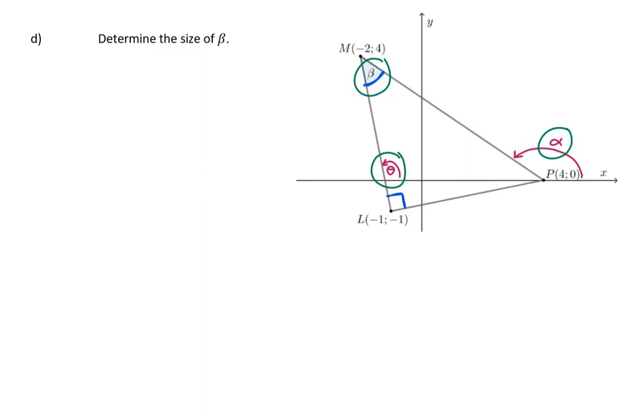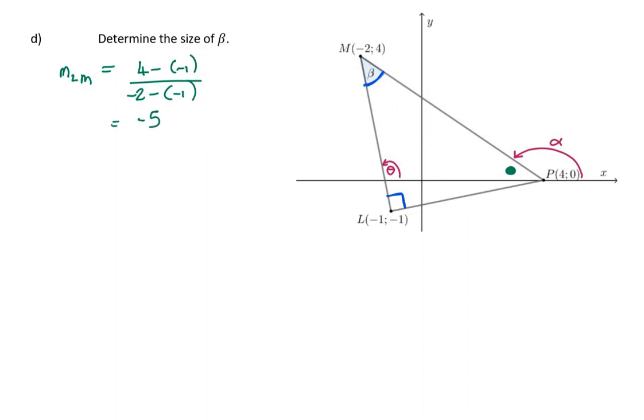Or I could find this angle here using adjacent angles in a straight line, and then do angles in a triangle. So absolutely, if I can find alpha and theta, my life is going well. It might have made more sense for me to find the gradient of LM in the previous question instead of doing distance, but oh well. So the gradient of LM is change in y, so 4 minus 1 all over -2 minus 1. That gives me a gradient of -5.